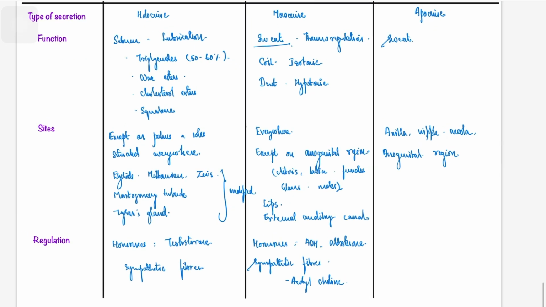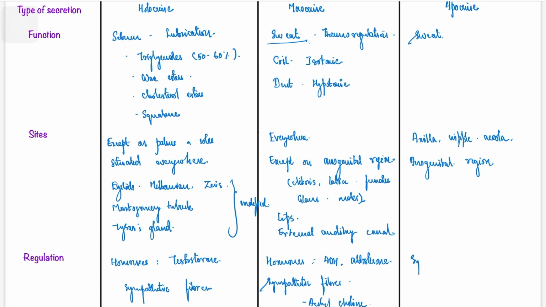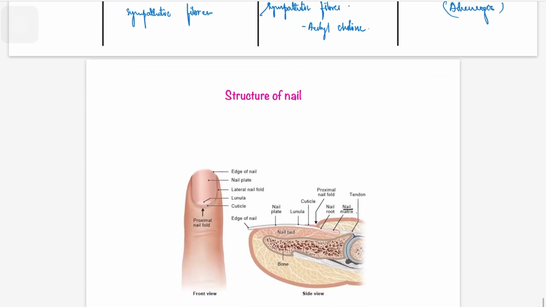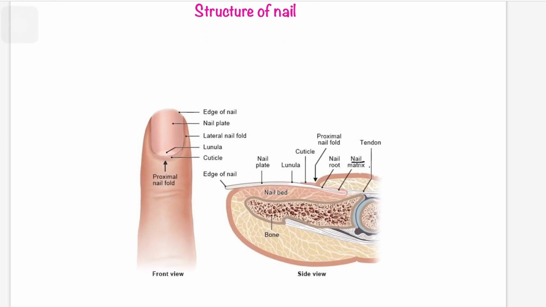Okay, and apocrine glands are regulated by sympathetic fibers which are mediated by adrenaline. Okay, adrenergic fibers. So this is about the glands. There are three glands: sebaceous glands, eccrine glands, and apocrine glands. Okay, let's move on to the structure of the nail. So the nail is made up of the nail plate which rests on the nail bed.